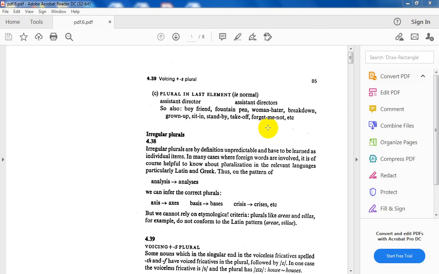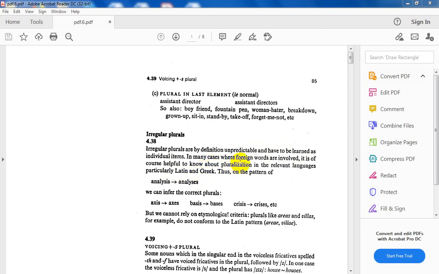So irregular, if you remember the diagram, I have voicing, the mutation, the zero plural, and the foreign plural. First of all, let us see what they are. Irregular plurals are by definition unpredictable, so there is no rule to predict the plural form of an irregular noun and they have to be learned as individual items. So each noun having an irregular plural form should be learned as a whole individually.